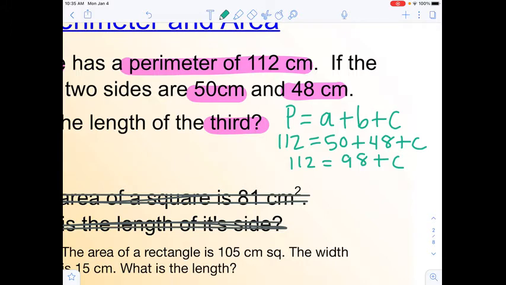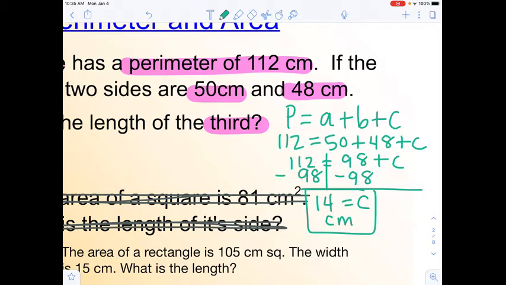Then to get C by itself, I'm going to subtract 98 from both sides or add negative 98. And I'm left with C equals 14. And then I always want to add a label. So that missing side length is 14 centimeters. Doesn't matter what variable you use. If you use X, A, B, or C, doesn't matter.